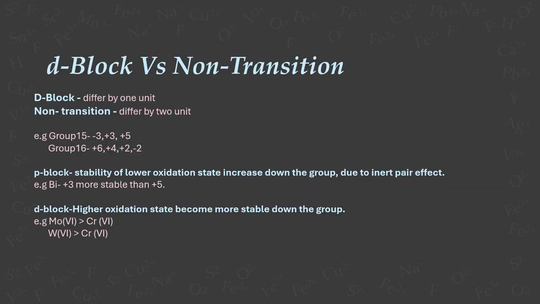In d-block elements, oxidation states differ by 1 unit, whereas in p-block elements they differ by 2, and the key contrast is in the stability of oxidation states. In p-block elements, lower oxidation states become more stable down the group due to the inert pair effect. For example, Bi with a +3 is more stable than with +5. On the other hand, in d-block elements, higher oxidation states tend to be more stable as you move down the group. Examples are shown in the slides.